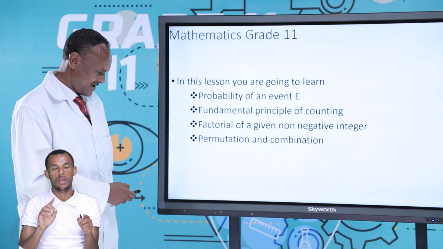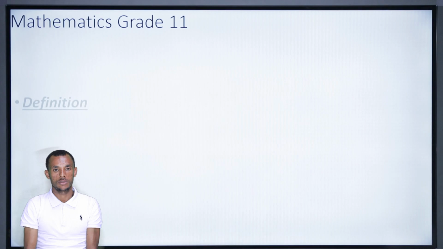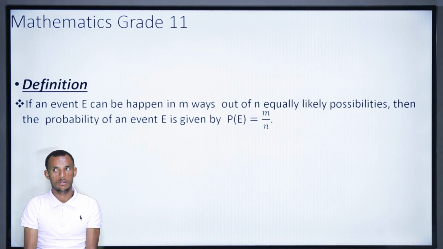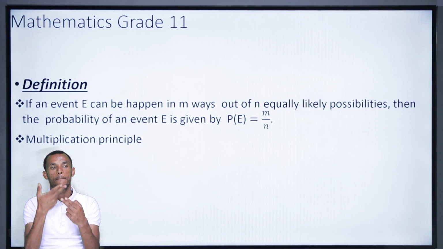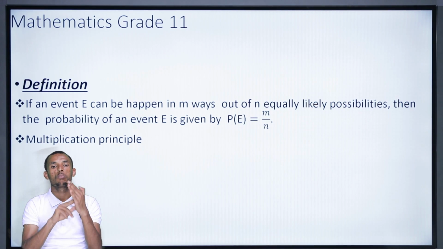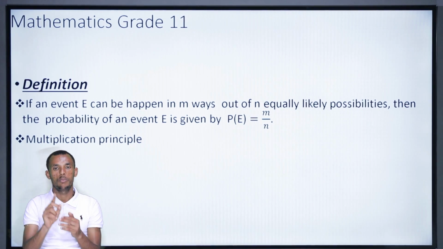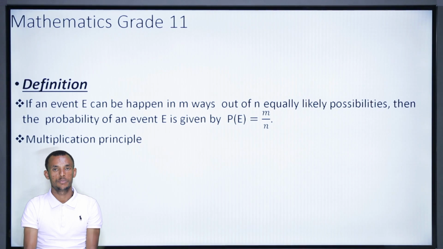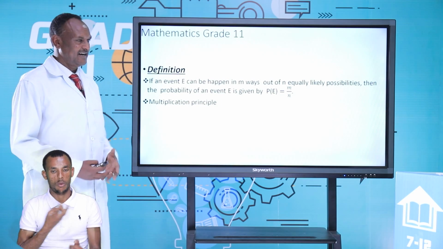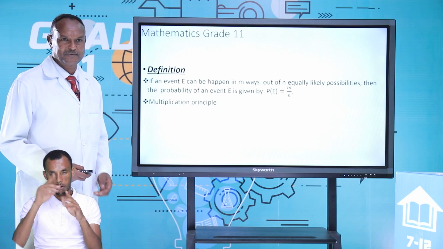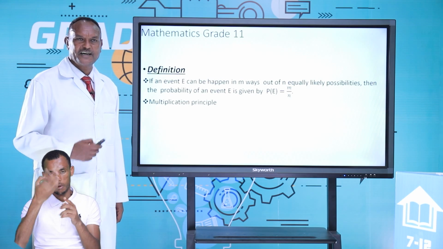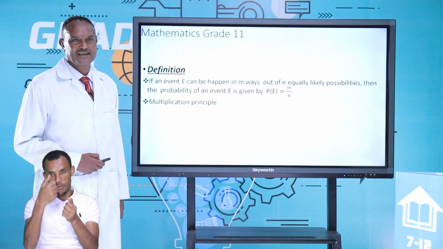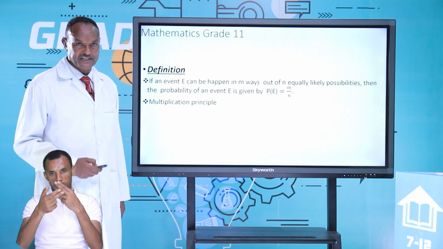Coming to the other one, the multiplication principle. What is the multiplication principle? If we select an item in n different ways, and another selection can be done in m different ways, then both selections, one followed by the other, can be done in n times m different ways.